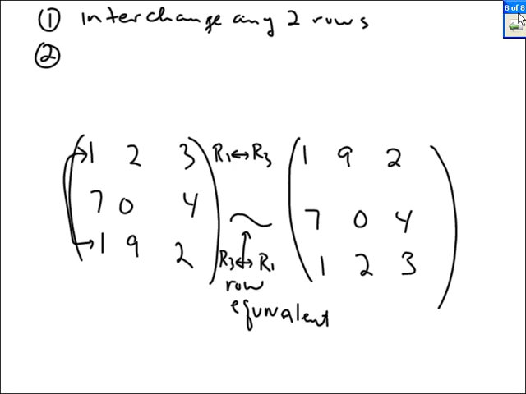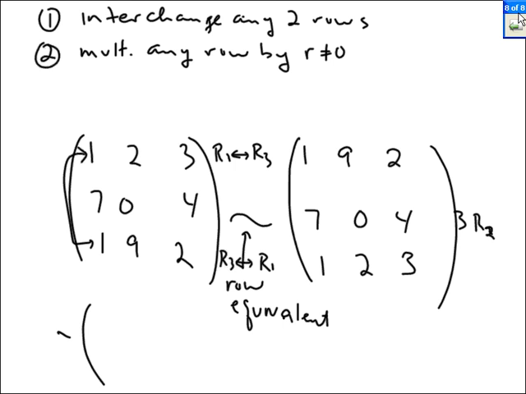Another row operation is you can multiply any row by R. But R can't be 0. You can multiply any row by any number you want. For example, I can take row 2 and multiply it by 3. So I'm not doing anything to row 1. I am multiplying every entry in row 2 by 3. And I am not doing a thing to row 3.